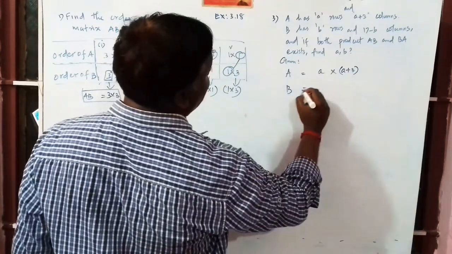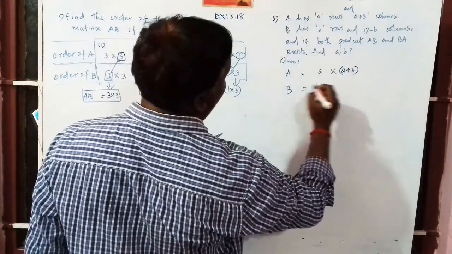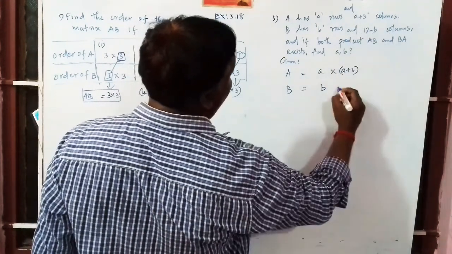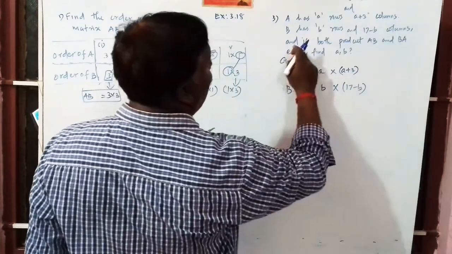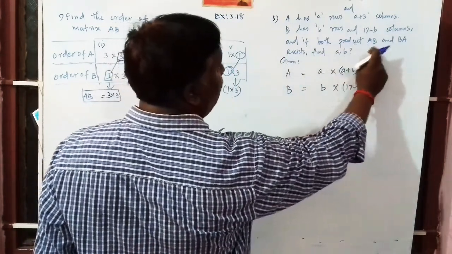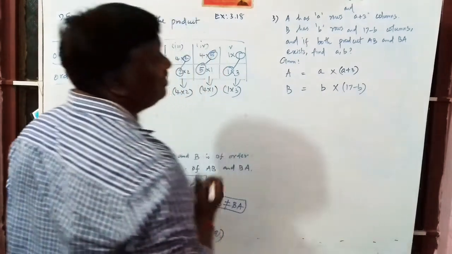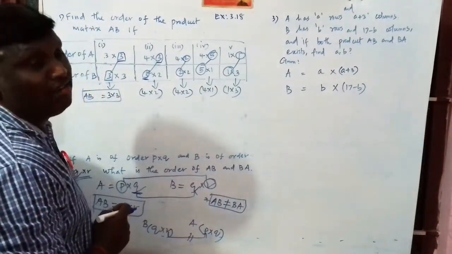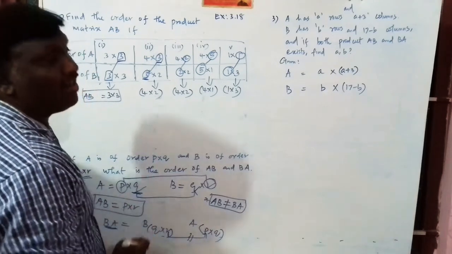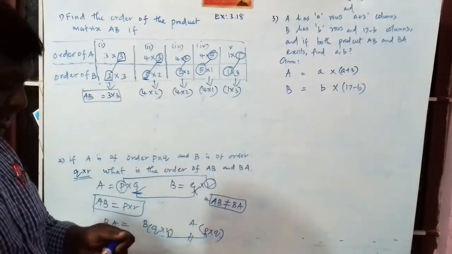And B has B rows and 17 minus B columns, and if both products AB and BA exist, find the value of A and B. Exist means the condition. For the product of two matrices, what is the condition?